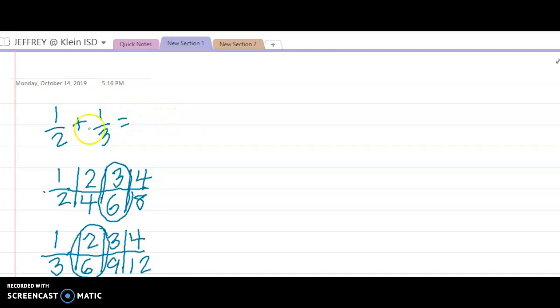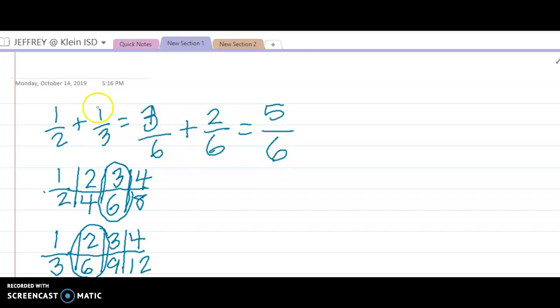So I'm going to come back up here, and instead of writing 1/2, I'm going to write 3/6. They are the exact same fraction. They're equivalent. So 3/6 plus, instead of 1/3, I'm going to write 2/6. Now with fractions, you add the numerators, keep the denominator the same. So 3 plus 2 is 5. There's a 6, the 6 stays the same. So 1/2 plus 1/3 equals 5/6.